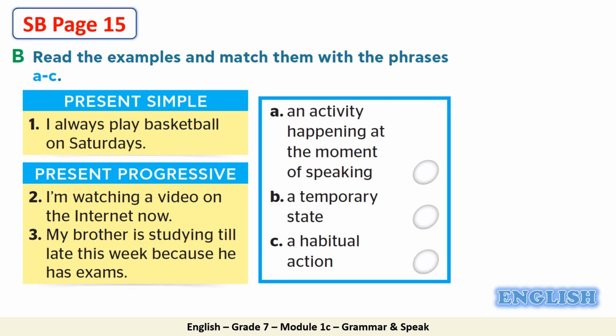Now let's move to task B in your student book, page 15. Let's together read the given instructions. B. Read the examples and match them with the phrases A to C. Pause the video and try to work it out. Now let's check your answers. Excellent students, all your answers are correct.